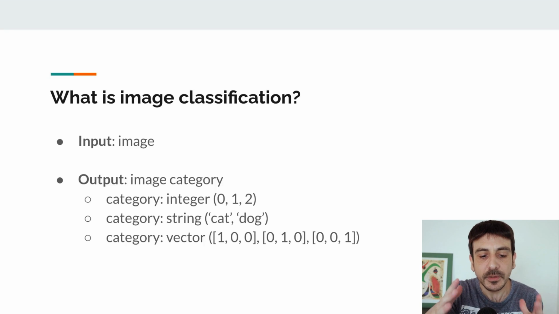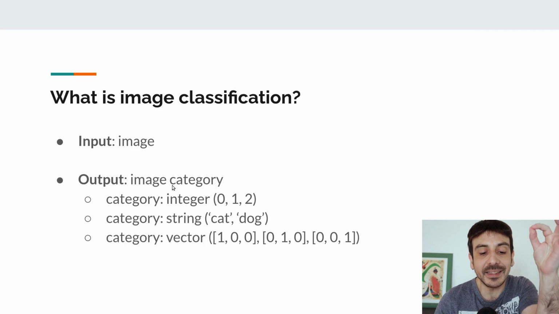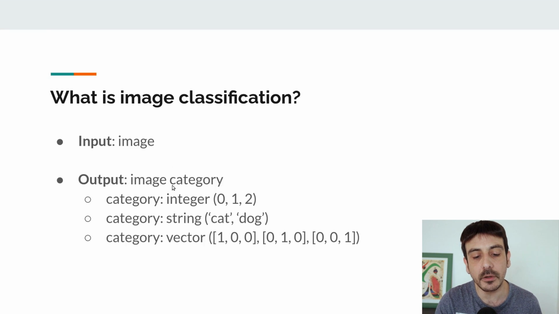And this is the high-level structure of an image classifier. Absolutely every single image classifier needs to comply with this structure. The input will be an image and the output will be the image category, and the category will be given either as an integer value, for example 0, 1, 2 and so on, or as a string, for example cat or dog, or as a vector.